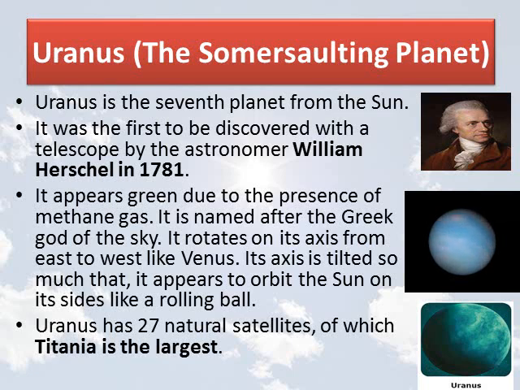It rotates on its axis from east to west like Venus. Its axis is tilted so much that it appears to orbit the Sun on its side like a rolling ball. So Uranus appears to orbit the Sun like a rolling ball. Uranus has 27 natural satellites, of which Titania is the largest. The largest satellite of Uranus is Titania, and it has got 27 natural satellites.